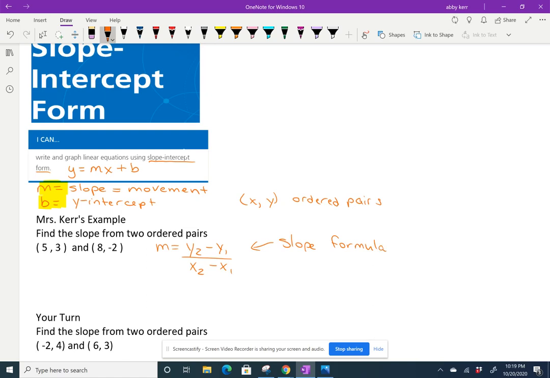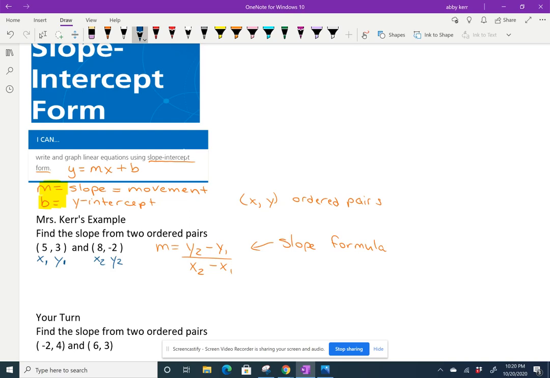Now, where do the x's and y's come from? Where do the 1s and 2s come from? Well, you need to have 2 ordered pairs. And the ordered pairs are x, y, x, y. That will always be the case. It will never be the opposite. It's always x first, then y. Now 5, 3 is our first ordered pair, so that's where the 1 comes from. The x1, y1, when it's in an ordered pair, stays together. 8, negative 2 is our second ordered pair, so that's where the 2's come from.